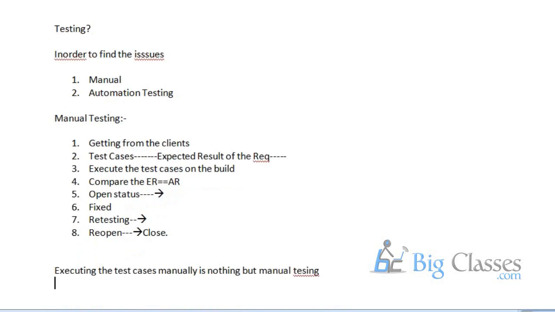So what is automation testing? Normally it is the same thing vice versa. Automation testing means executing the test cases by using one third-party tool or one third-party software. That is called automation testing.